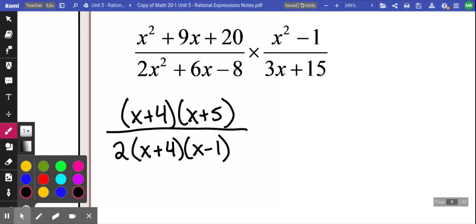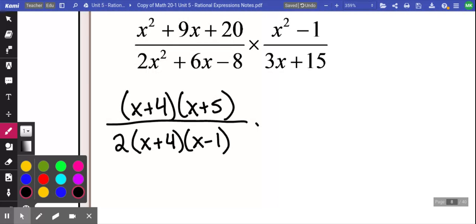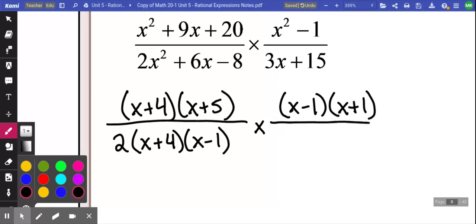He says with 0 confidence. Let's see what that'd be. Yeah, that would work. Times x squared minus 1 is a difference of squares. It's x minus 1, x plus 1. Divided by, take the 3 out. I'm left with x plus 5.